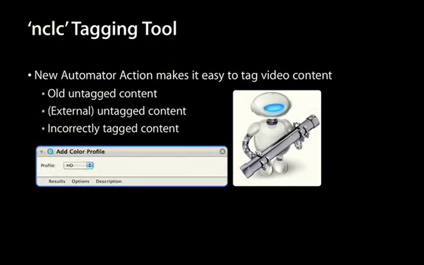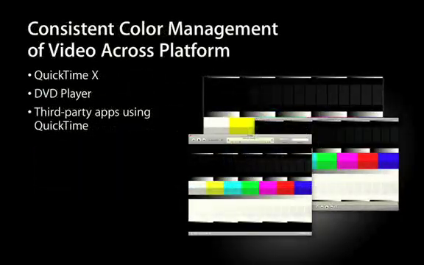So there's a new tagging tool. It's an Automator action, and it allows you to tag all of your content. And it's pretty easy to set up a workflow using Automator. That's especially important for old content that's untagged, maybe content that's coming from an external source, and anything that's incorrectly tagged. So I'm very excited that we're providing consistent color management, which means we're using the same color math across all the applications on the platform.